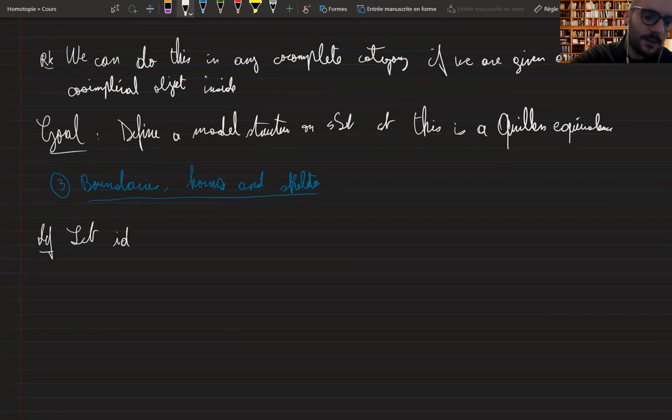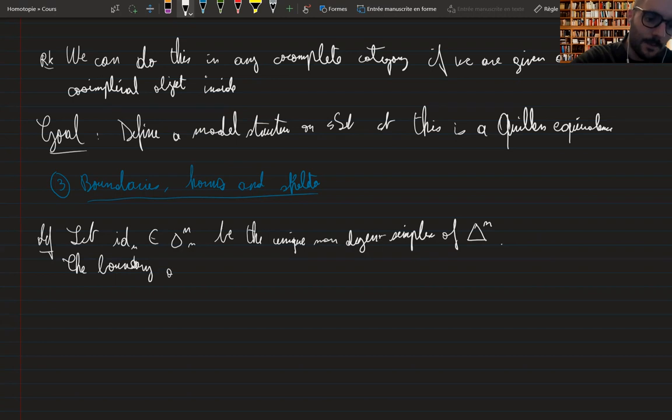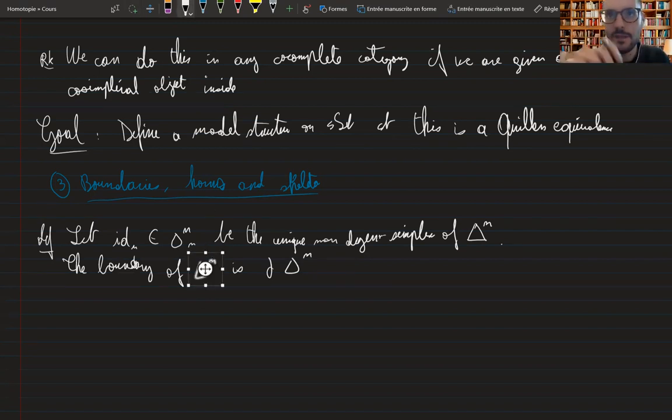So let this be the unique non-degenerate n-simplex of delta n. The boundary of delta n is the sub simplicial set of delta n. Maybe some remark: typically, I will not write the bullet at the bottom. Hopefully, this does not cause any confusion.